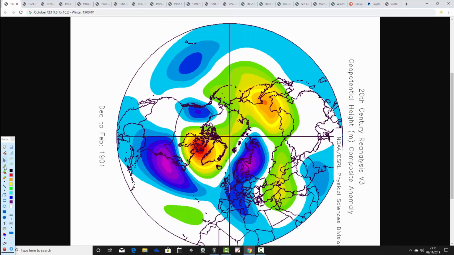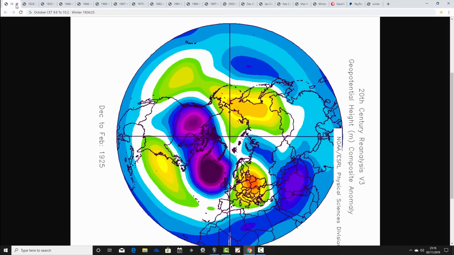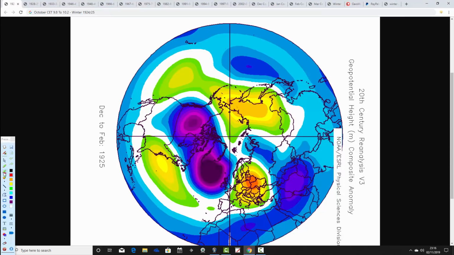This one's a colder winter with below average heights to the east of the country and above average heights up towards Greenland. Some quite cold weather then in the winter of 1900, 1901. A long gap to 1924, 1925, with below average heights out to the west of the country, above average heights to the south and the southeast.